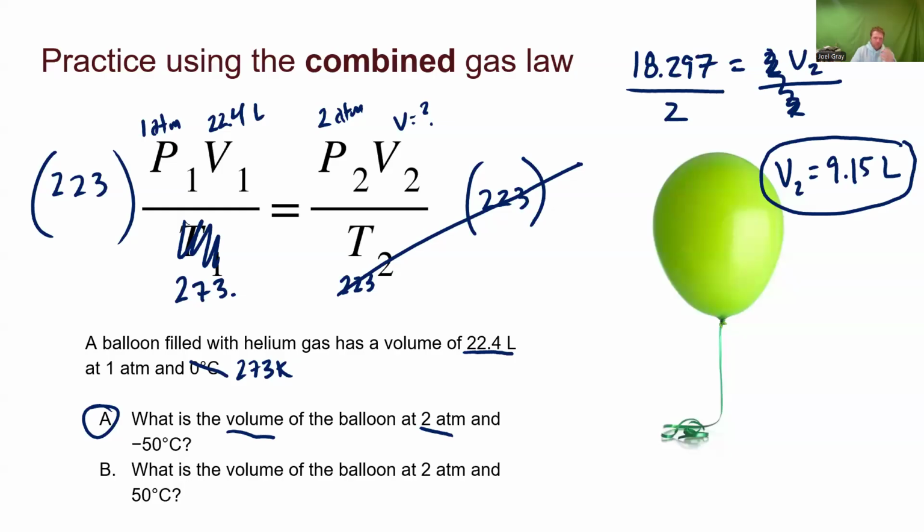Now for part B, we're doing something that's almost the same, but a little bit different. So, what I'm going to do is start out with my P1 V1 over T1. That is going to be 1 atmosphere. I'm doing this at, well, I'm going to give myself a little bit more space.